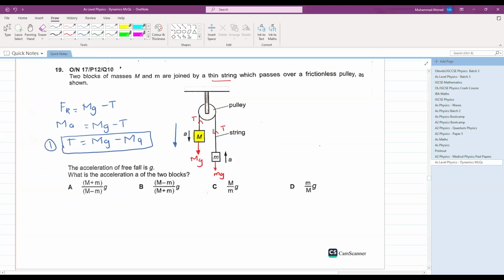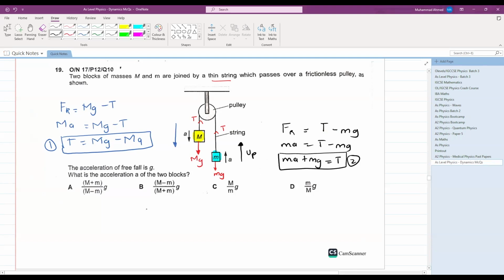Now let's consider the second free body diagram, that is this. In this, can you realize the small mass m is moving upwards? Perfect. What will your resultant force be? Your resultant force will be tension minus small mg. Your resultant force can be replaced by what? Small ma is equal to tension minus mg. Let's bring mg to the other side. ma plus mg is equal to your tension. This is your second equation for tension.